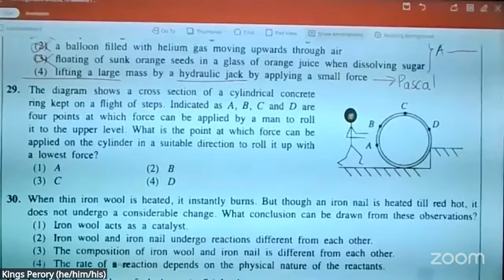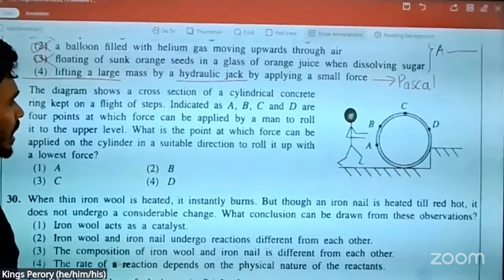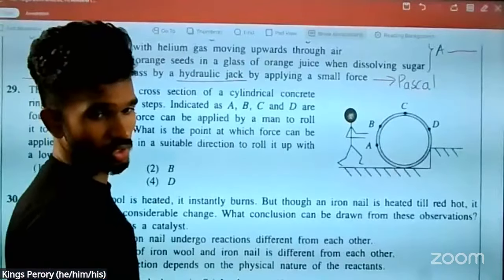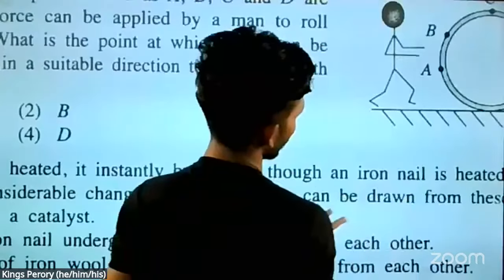Question 29. That's a good question. Somewhere you have to think. Practically, you have to think. The diagram shows a cross section of a cylindrical concrete ring kept on a flight of steps. Indicated as A, B, C, D are 4 points at which force can be applied by a man to roll it to the upper level. What is the point at which force can be applied on the cylinder in a suitable direction to roll it up with lowest force? You should roll it with lowest force. From where can you roll it with lowest force?